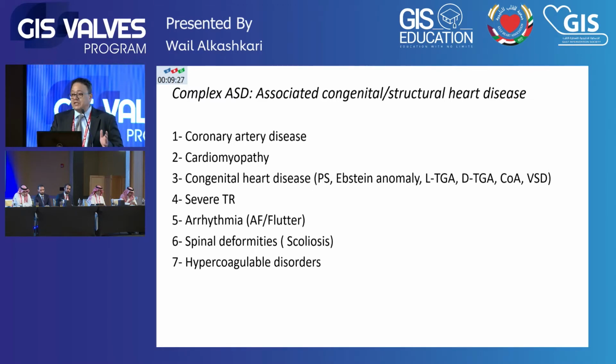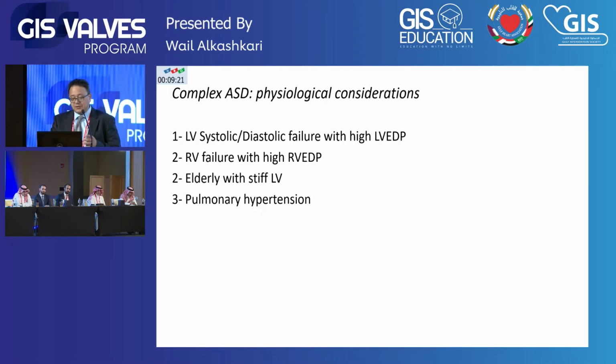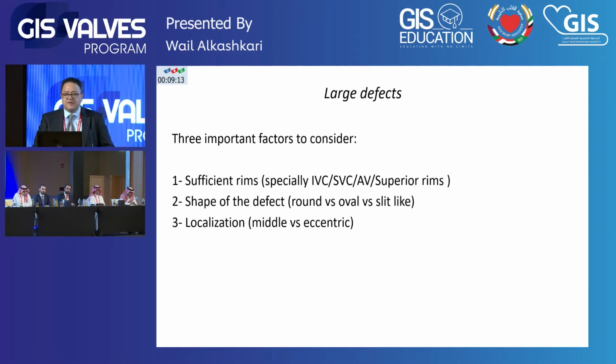Then associated congenital heart disease or ischemic heart disease, MR, arrhythmia, it makes the decision difficult. I will show you cases. When you have high LVEDP, high RVEDP, high pulmonary pressure, again, it will make your life difficult. So large defect.